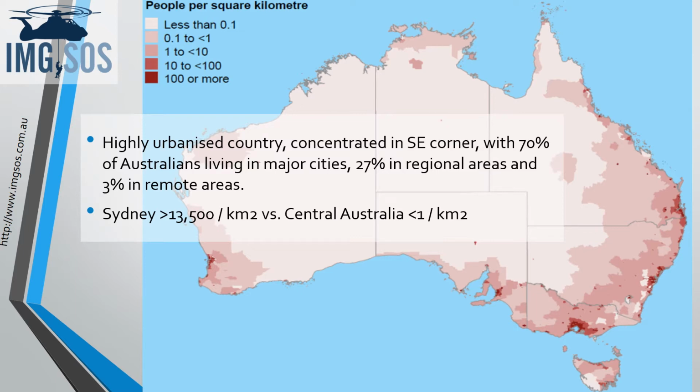So to explain that to you, in Sydney, the population density is more than 13,500 people per square kilometre. In Central Australia, our population density is less than 1 person per square kilometre. In the Northern Territory, for example, there are more cattle and more camels than there are people.